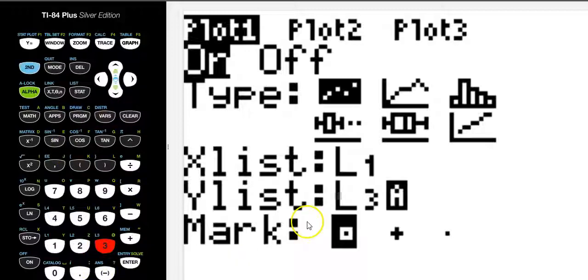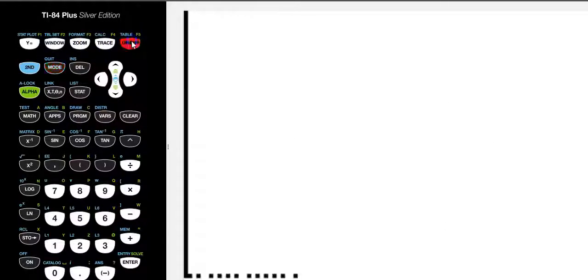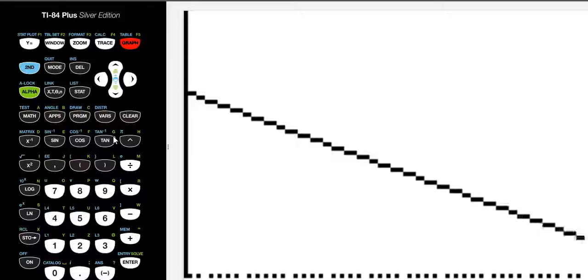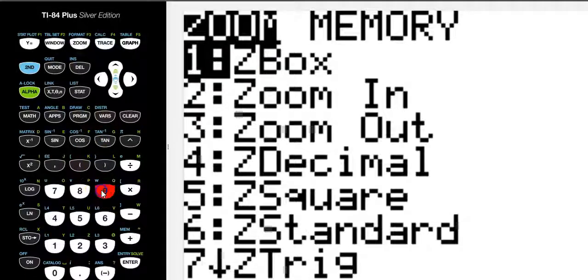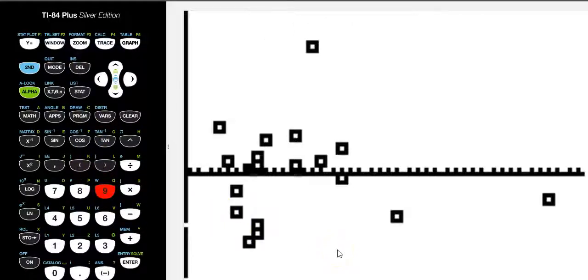So all I need to do is change that, and I have an X list of list 1, which is my X values, or my explanatory variables, and my Y list is now going to be the residuals for each point. So we do that, and we go to look at the graph. That's the old graph. Don't worry about it. Notice none of the points are there anymore. So we're going to zoom to 9, and you can see our residual plot for this data.